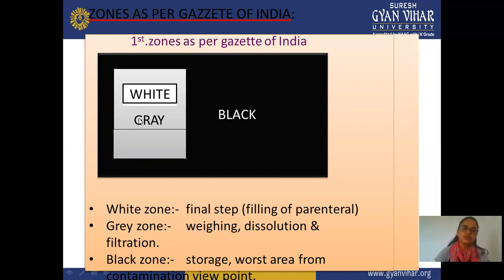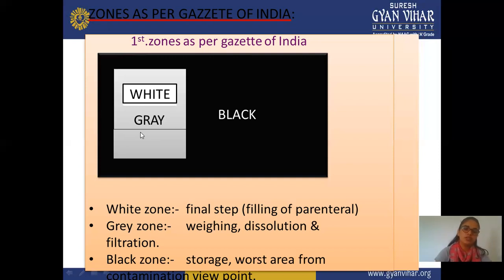And next is the gray zone. Weighing, dissolution, and filtration take place in the gray zone. This means if you are weighing something, or checking dissolution, or filtration, it takes place only in the gray zone, not in the white and black zones.